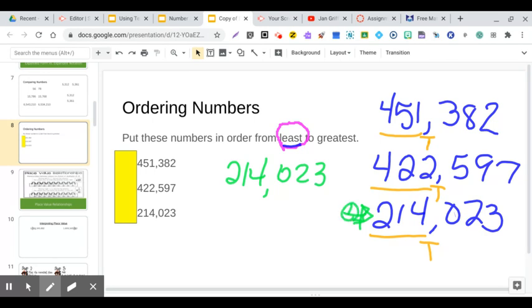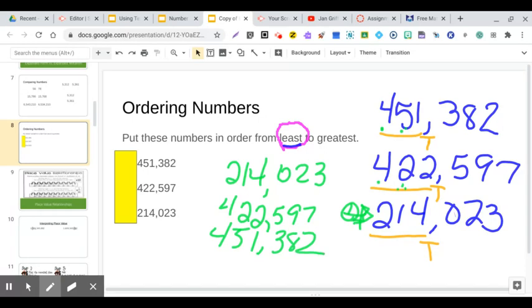Okay, so now I'm done with this one. He's the smallest winner. Now I'm looking at these two guys, and 400, 400, 5, 2. Oh, 2 is smaller than 5. So I've got 422,597, 451,382. And so there we go. I've put them in order from least to greatest, and I never even had to look at the digits in the ones period. I don't even care what they say. Don't care. Don't care. Don't care. They're not important.